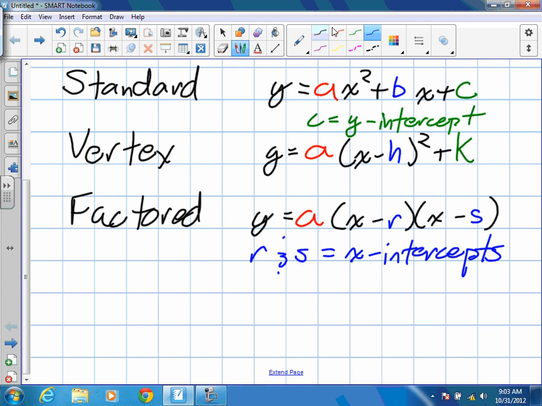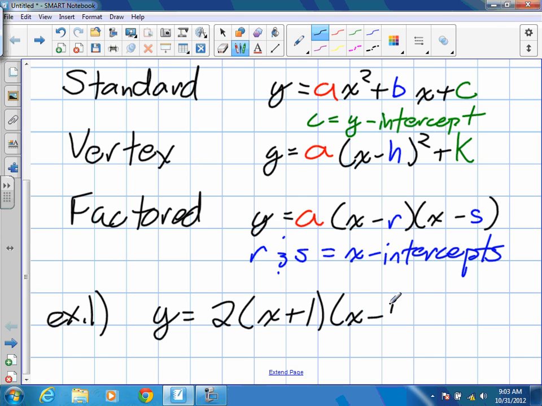So factored form, we're going to go through our first example when it's in factored form. Okay. So our very first example says y is equal to 2, (x plus 1), and (x minus 7). Okay. I'm going to show you the proper way to find the x-intercepts, just because that will help when we go farther into the next chapter, and we learn how to properly do it right now.